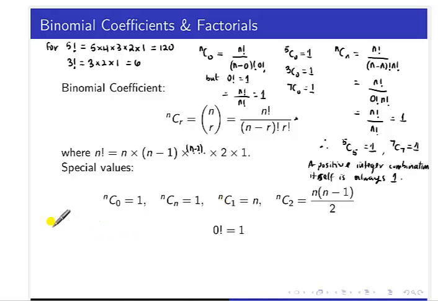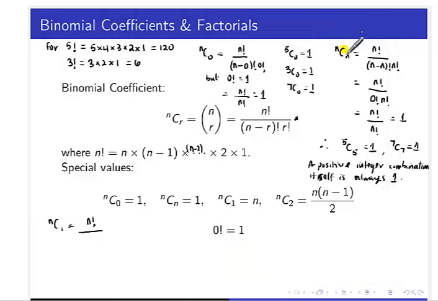Now it follows that if you have n combination 1, still using the combination formula above, then n is still n, so we have n factorial over n minus 1 factorial times 1 factorial. You can write n factorial as n multiplying n minus 1 factorial, all over n minus 1 factorial, and we know 1 factorial is 1.